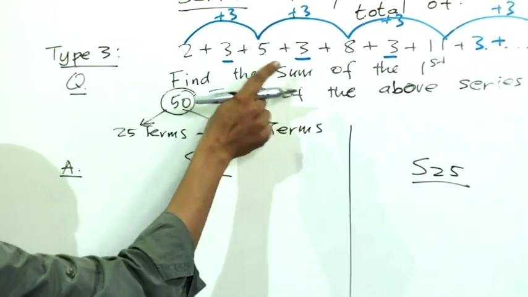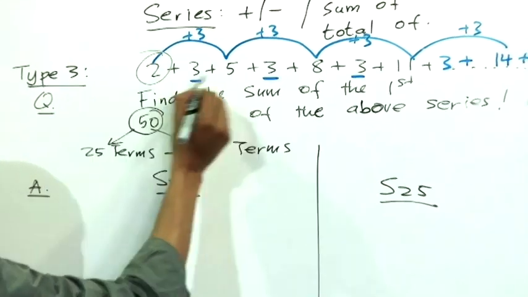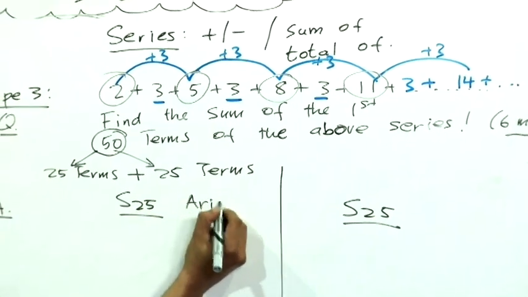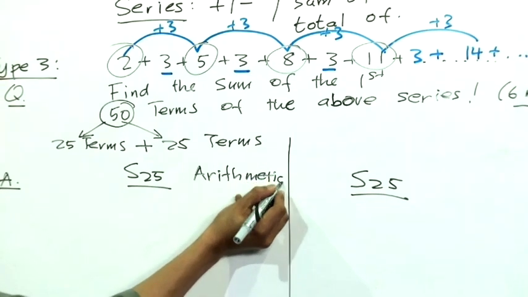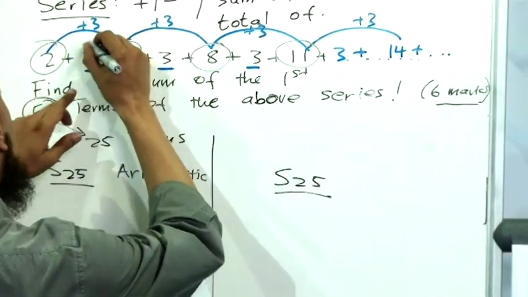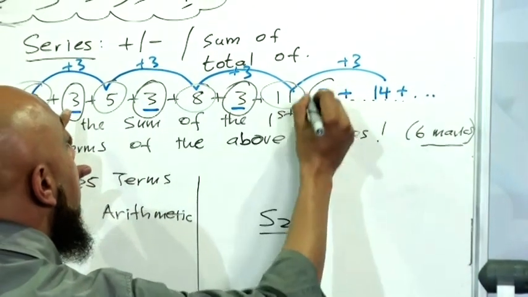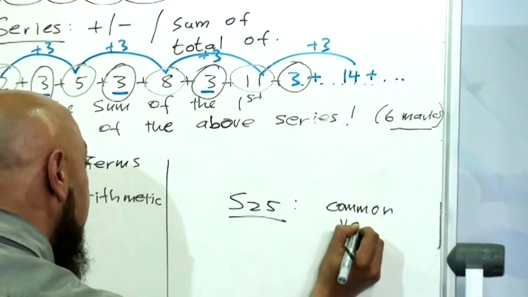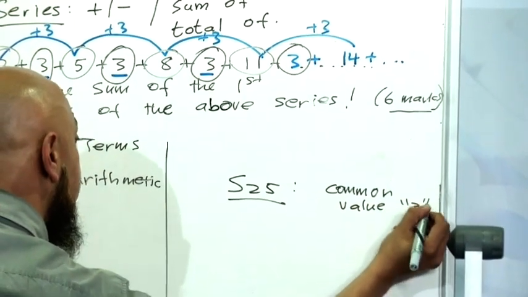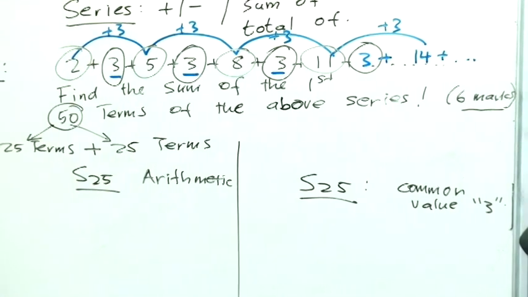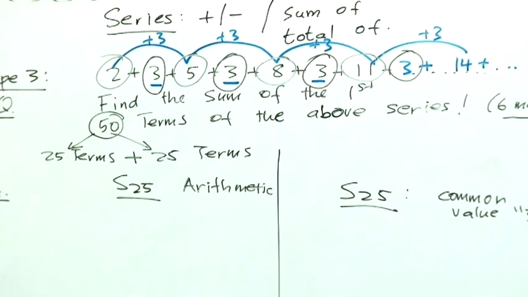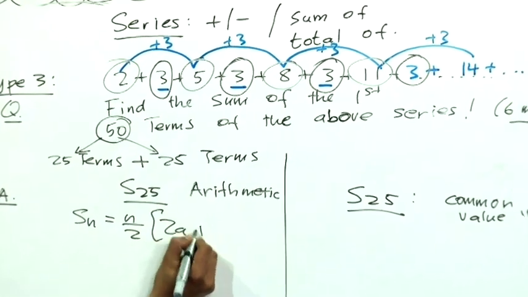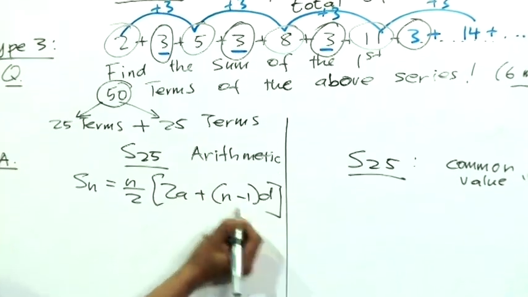So now, S25 in the first. What is the first series? We've got 2, 5, 8, 11. So obviously, it's arithmetic. S25 in your second, it's got a common value of 3. So let's find out S25 in the first. The last term is not given. So we're now going to use Sn equals n over 2 into 2a plus n minus 1 times d, because my last term is not given.